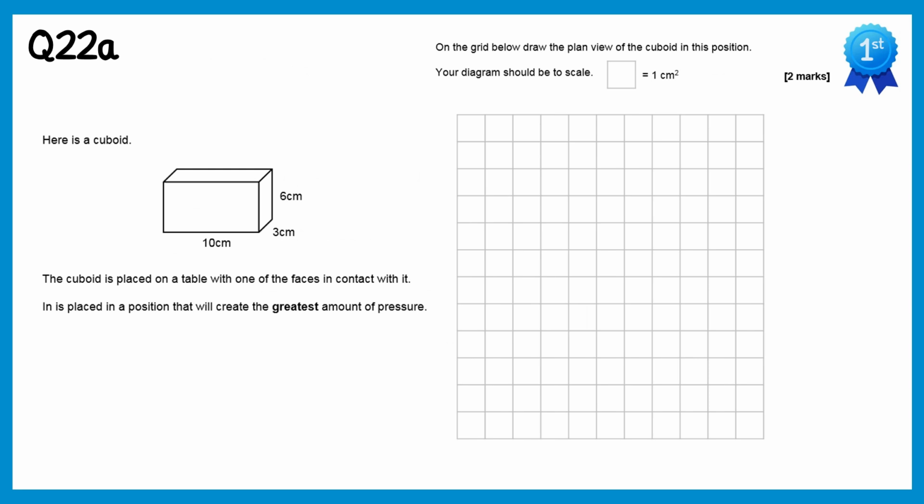For this question, the cuboid is placed so that the pressure is the greatest. If the pressure is going to be the greatest, then the area must be the smallest. So we're interested in the smallest face. The smallest face is one of the ones on the sides here, so 6 by 3. So all we need to do is draw a 6 by 3 rectangle.